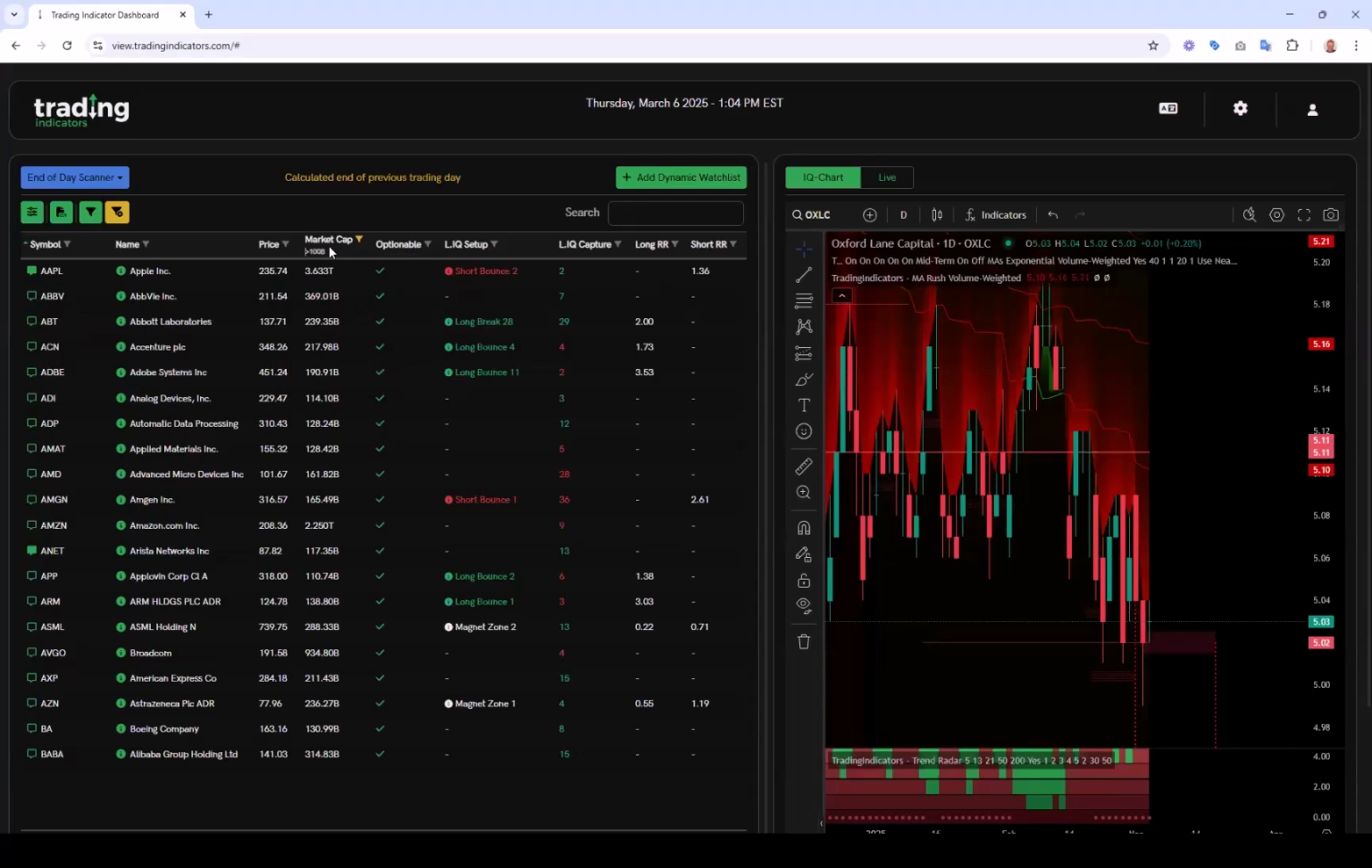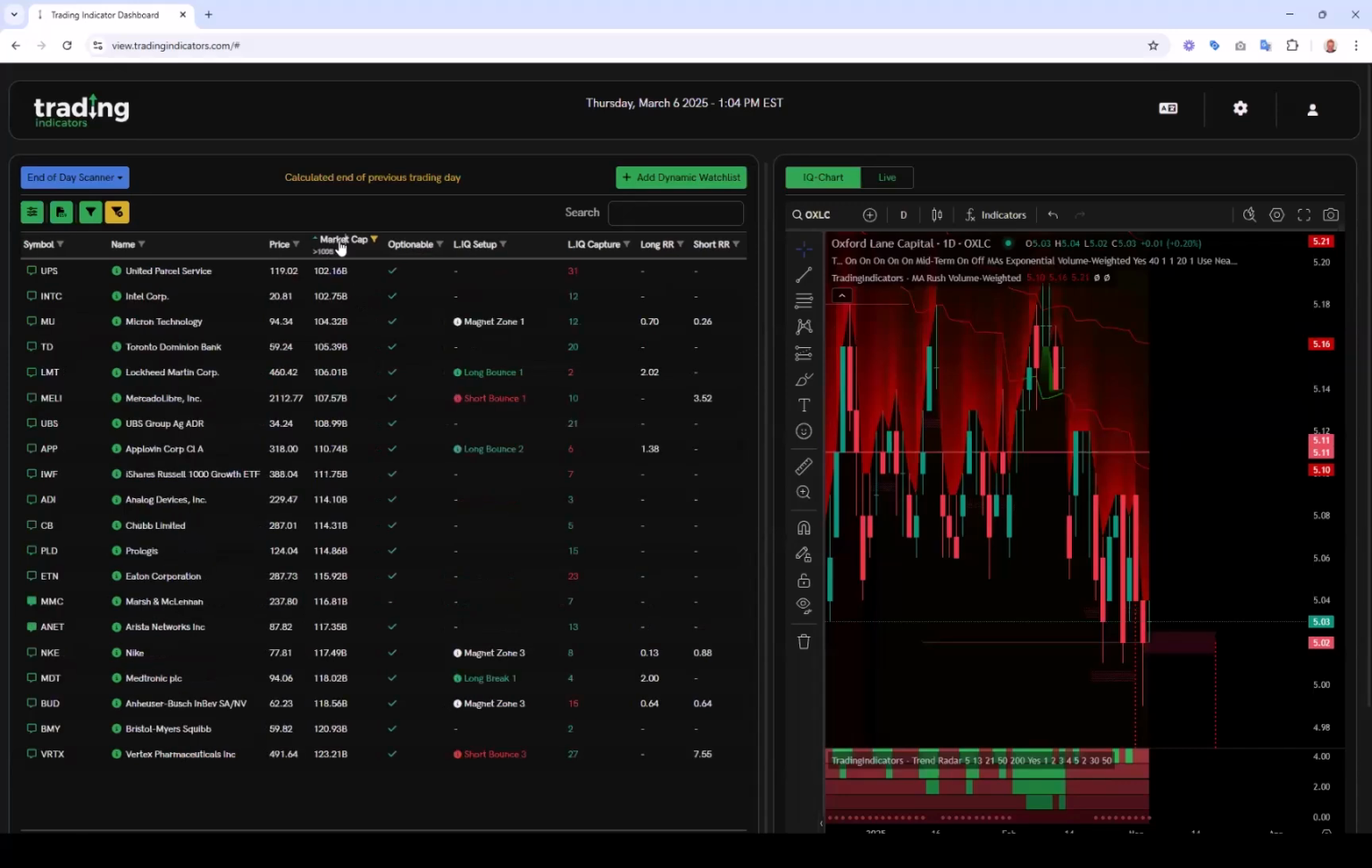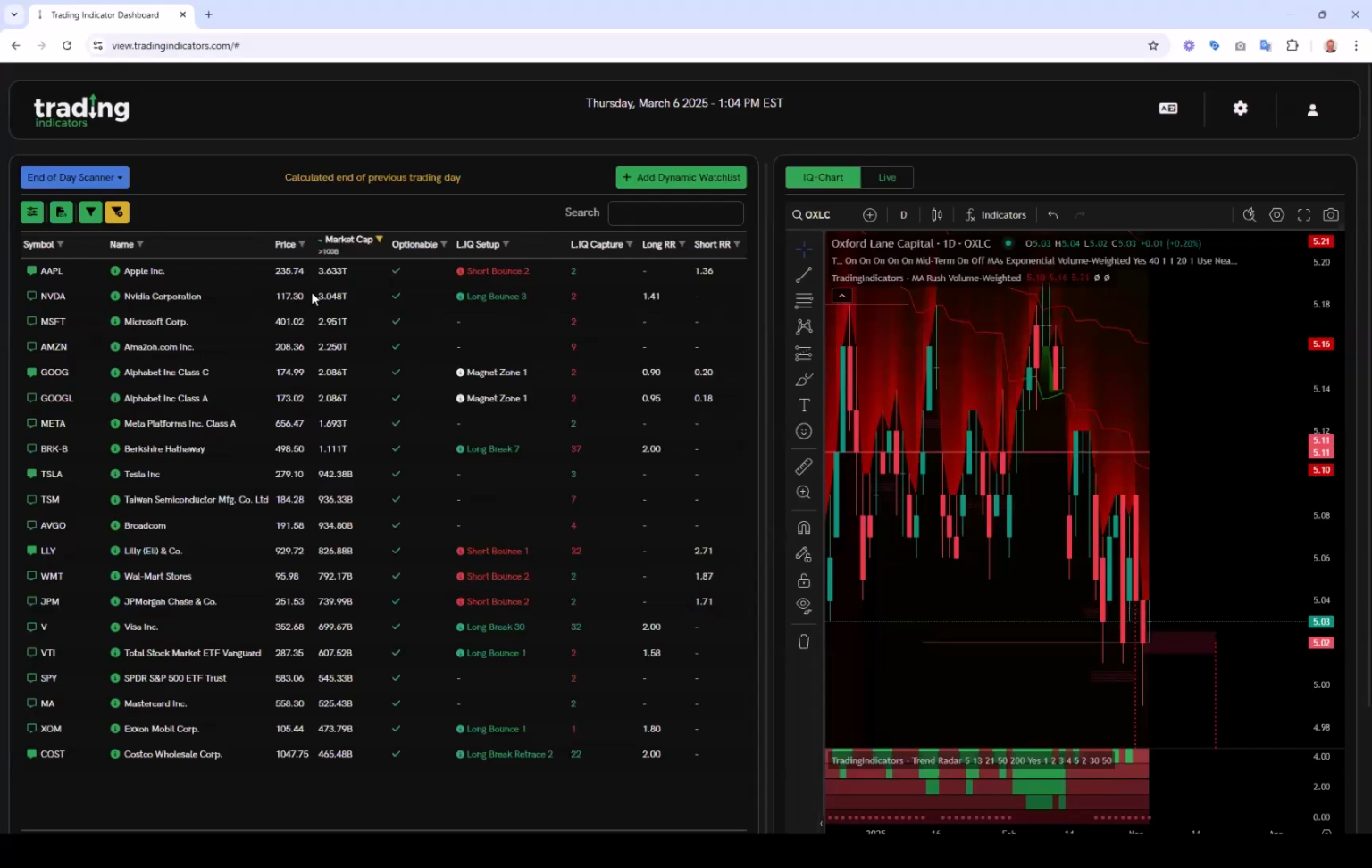And what's actually the strongest one here? Let me see. What is the biggest? Apple, that's the number one. Wow, very close with NVIDIA, huh? Apple has a market cap of $3.633 trillion. Oh, that's a lot. And NVIDIA, 3.048. Microsoft, 2.95, and so forth. Now you can sort by market cap to find the large cap stocks. So that's this column here.